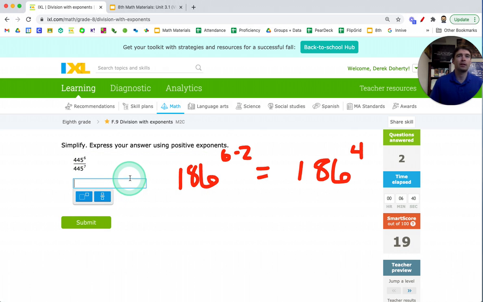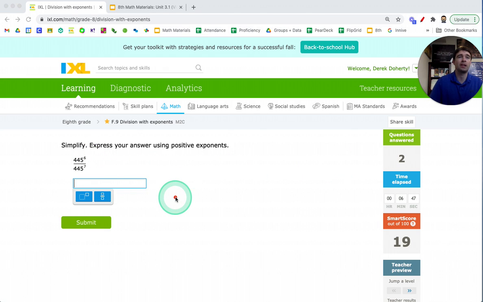Now some of these will start to get complicated. We do know negative exponents exist from F6 and F7, and when you have the division rule, you can certainly see negative exponents come up. So we have 445 as a base, and we're going to be doing 6 minus 7 because we have 6 copies on the top divided by 7 copies on the bottom.